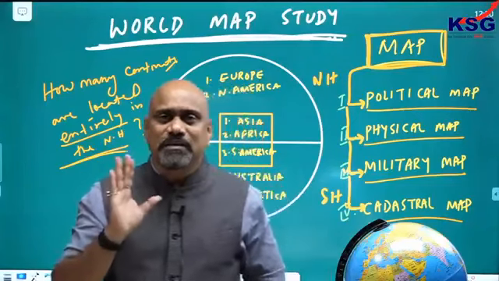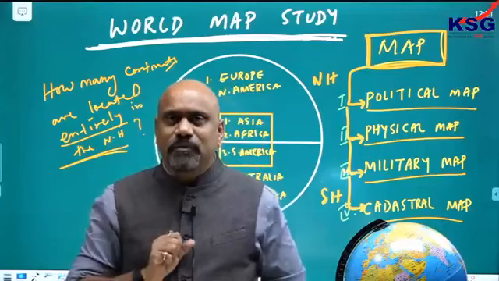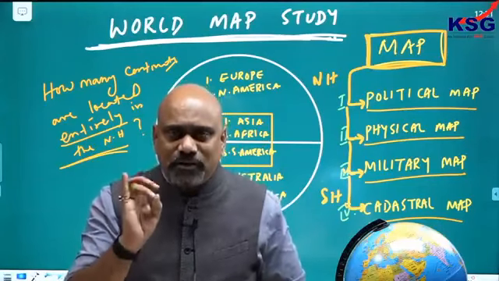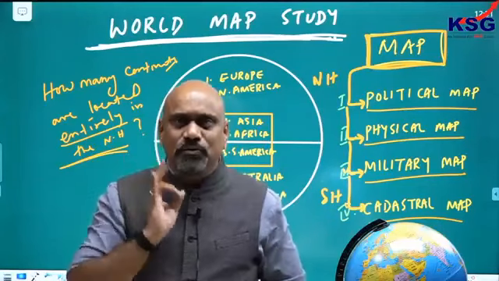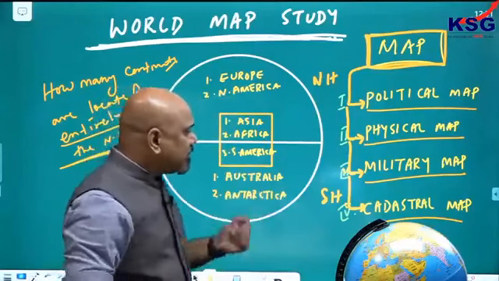So, three things are important here. Political boundaries should be correct. Major physical obstructions or obstacles on the way should be shown. Third is direction should be correct. So, military map is a fusion of this.